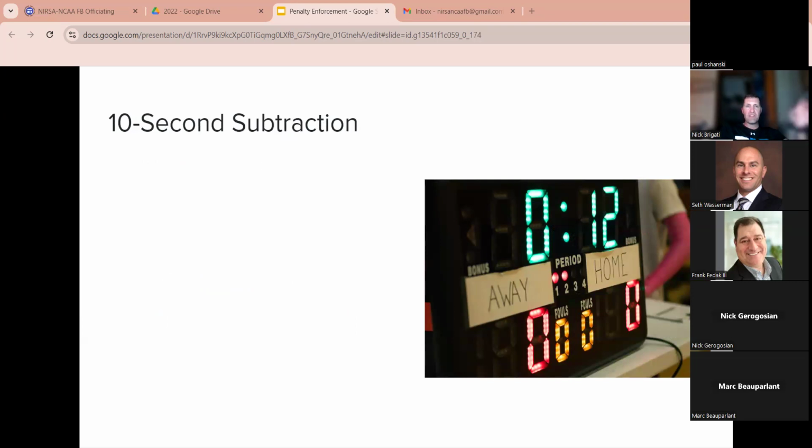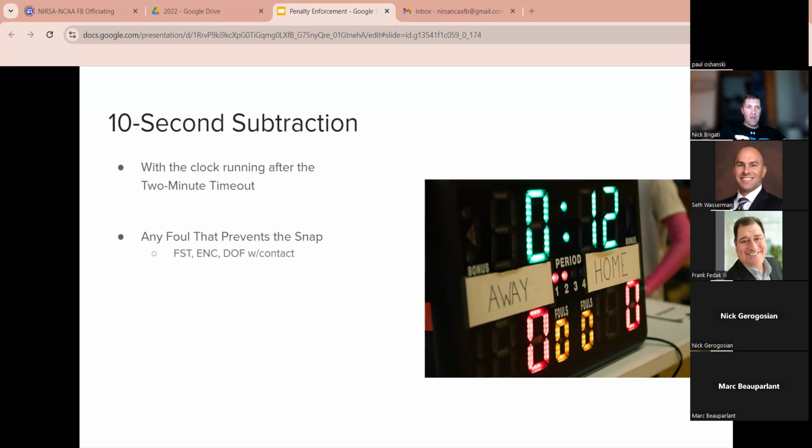From a 10-second subtraction standpoint, this again, running clock after the 2-minute timeout expanded from last year to include any time after the 2-minute timeout. Any foul that prevents the snap: false start, encroachment, DOF with contact, intentional grounding.